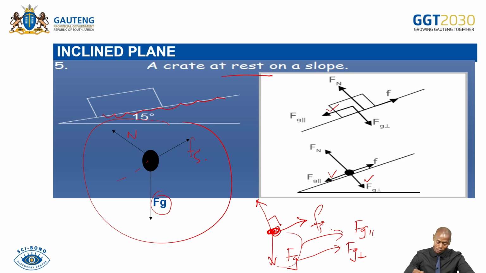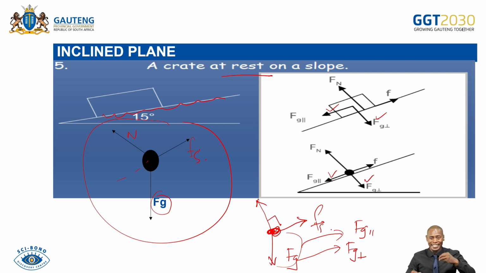So this is the parallel component of weight, which is always acting down the slope. It doesn't matter whether an object is moving up the slope or down the slope, your parallel component of weight is always acting down the slope. Same with the perpendicular component of weight: it is always acting perpendicular to the incline, whether the object is moving up the slope or down the slope.